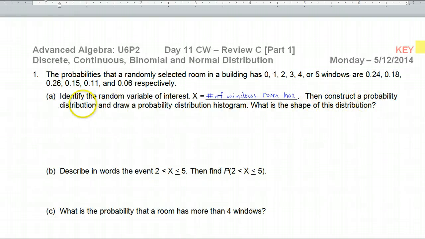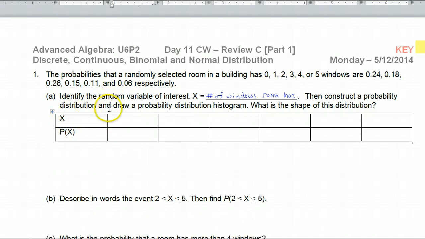Then construct a probability distribution and draw a probability distribution histogram. And then we're going to talk about the shape. When they say make a probability distribution, they're talking about a table of values where we list the x values and their probabilities. So let's do that. Here comes my probability distribution. We'll have our x's up here on a chart, so that'll be 0, 1, 2, 3, 4, or 5, number of windows, and then with their probabilities.